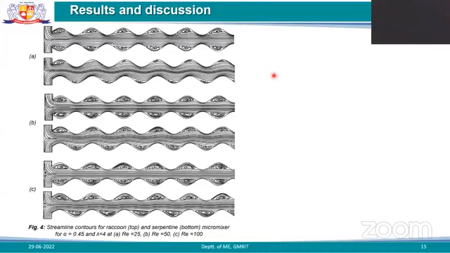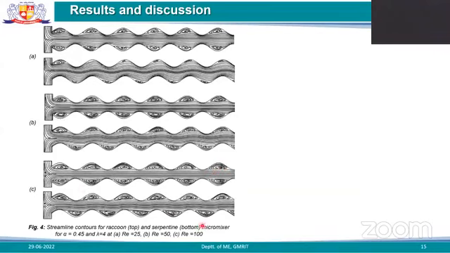Now, from the figure itself, we can see that for the case of the wavy channel we are getting more recirculation compared to the serpentine channel. This is for the same Reynolds number, so it shows the effect of geometry on the flow. And if we see the effect of Reynolds number, it can be seen that with increasing Reynolds number, we get higher recirculation in both cases.